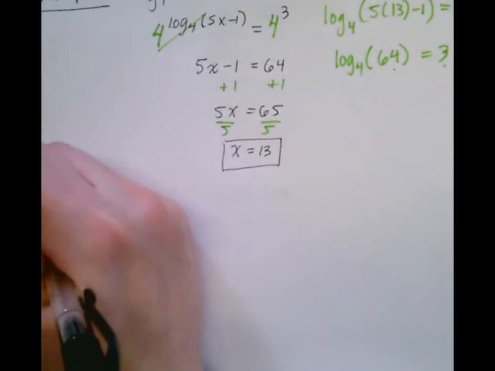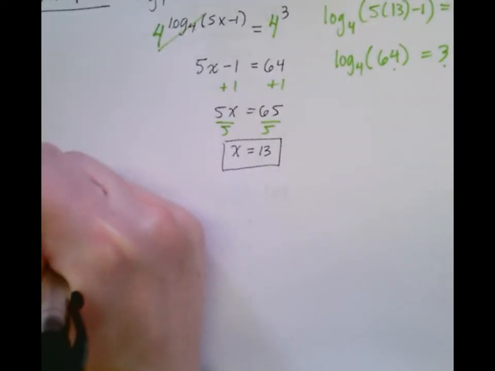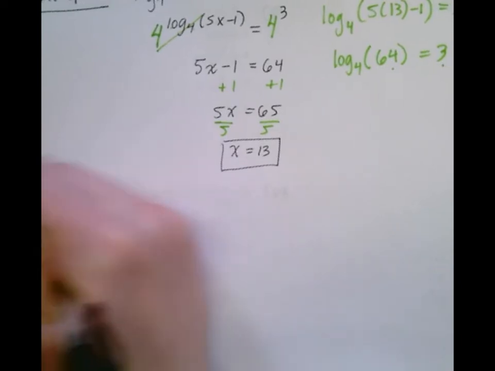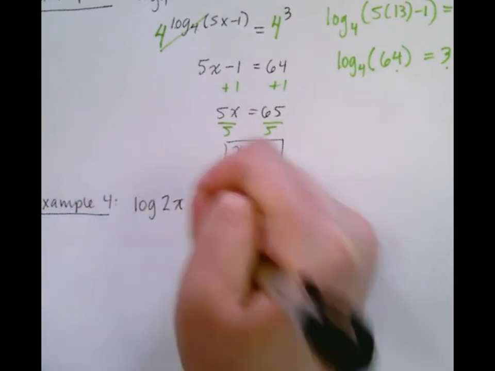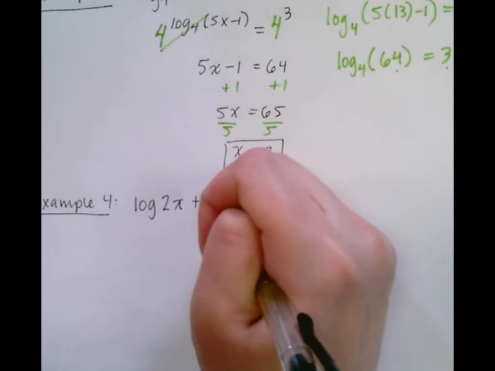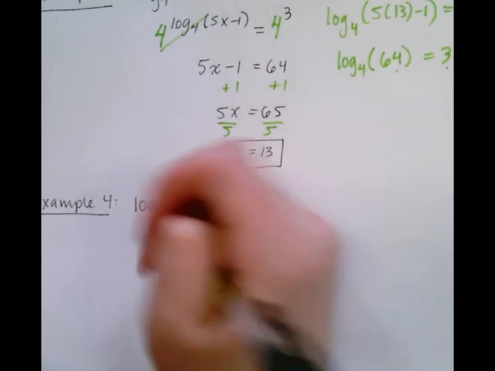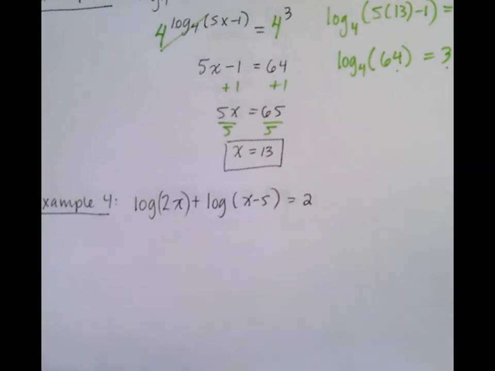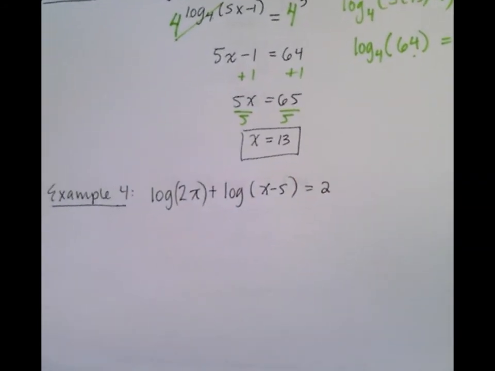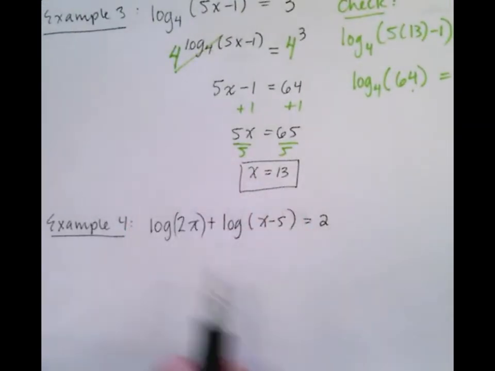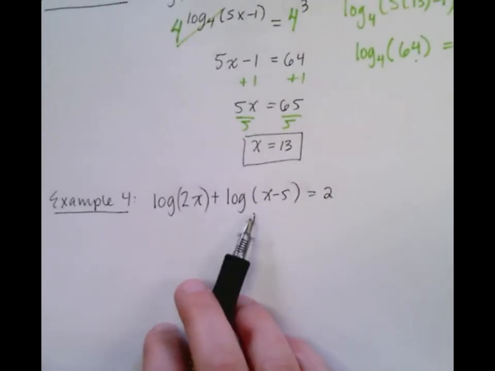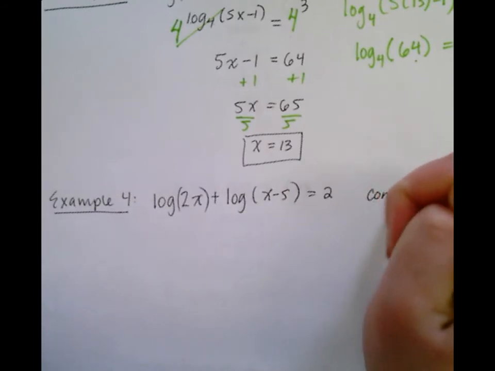Okay, let's look at one more example. So in the next example, we have log of 2x plus log of x minus 5 is equal to 2. So in this situation, I would like to eventually cancel out my logs by using exponents, similar to what I was doing here. But before I do that, I need to condense the logarithms on the left so they only have one logarithm. So we're going to say condense logs first.